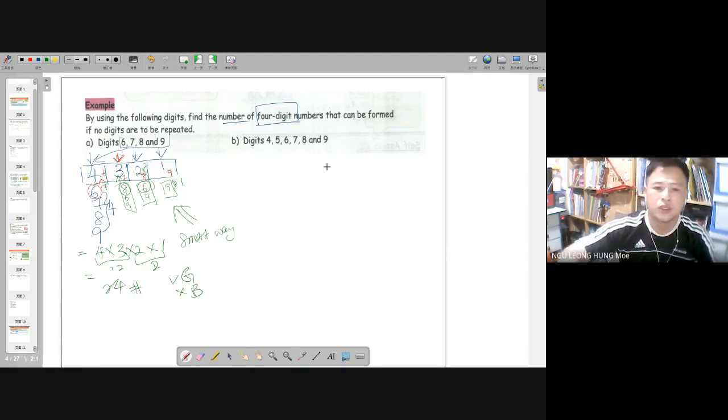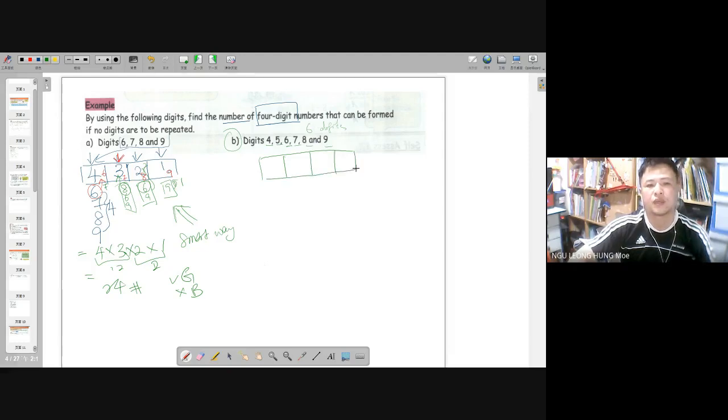Okay, good. So now we look at the second example. We have how many numbers here? 1, 2, 3, 4, 5, 6. Okay, we have 6 digits, but the number that we want to form has only 4 digits. So we draw 1, 2, 3, 4. All right. The condition is no digits are repeated. So it's still okay.